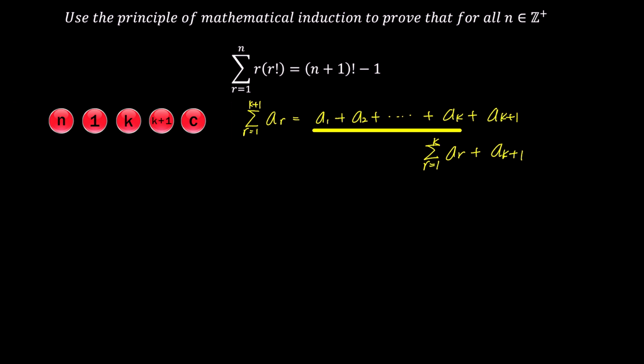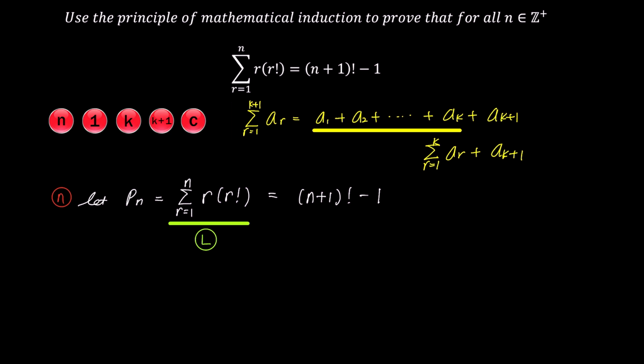Let's examine the first step, which is assigning a name to the problem, denoted as n. We'll call P sub n the sum of r times r factorial as r goes from 1 to n, and this value is equal to n plus 1 factorial minus 1. For a more convenient proof, we'll refer to the left side as L and the right side as R.